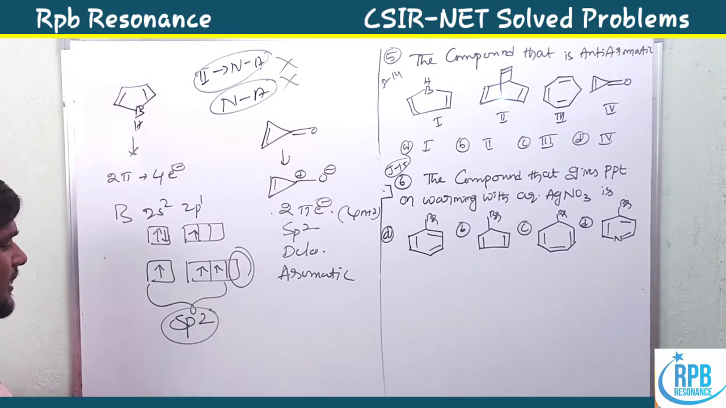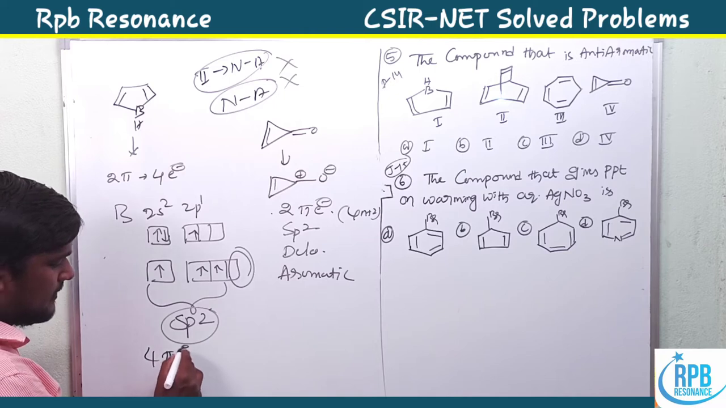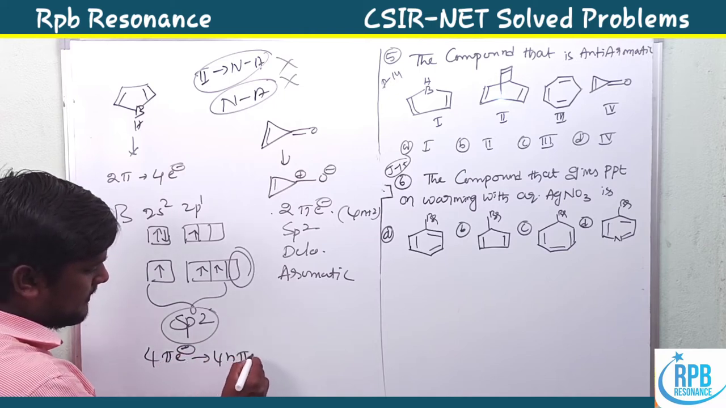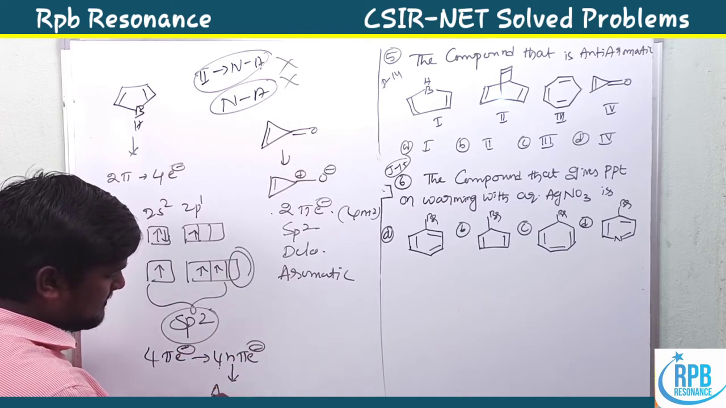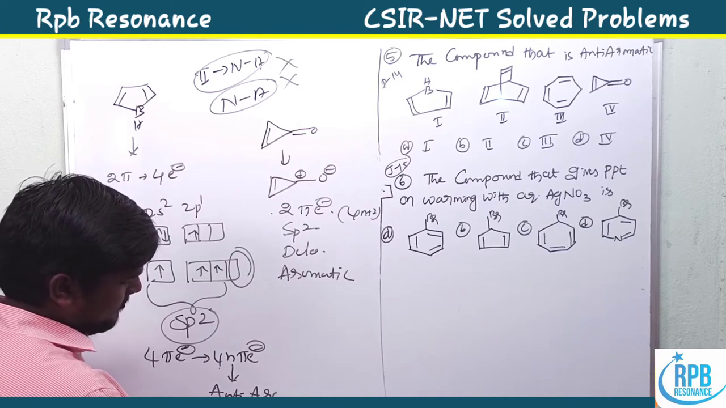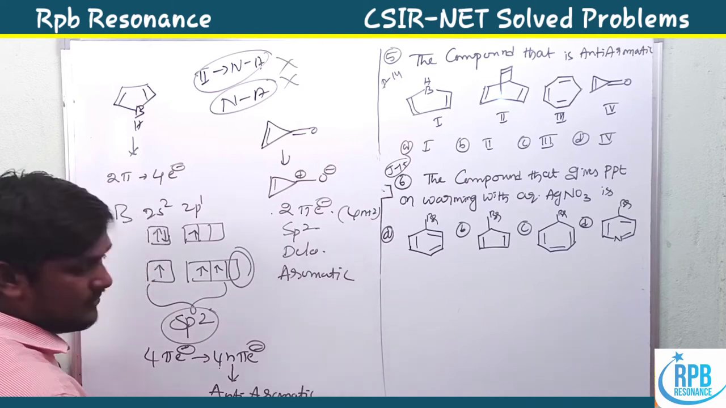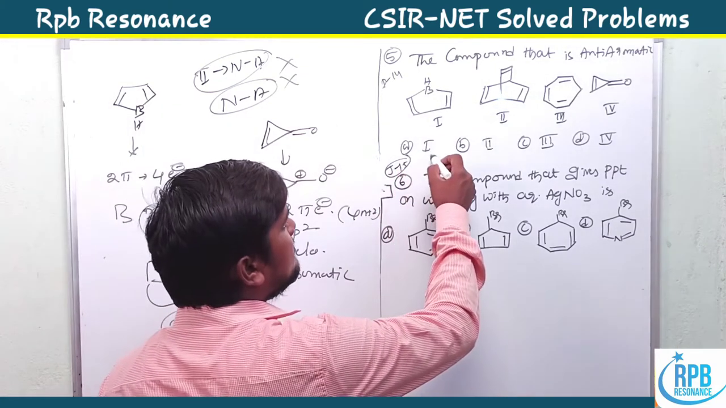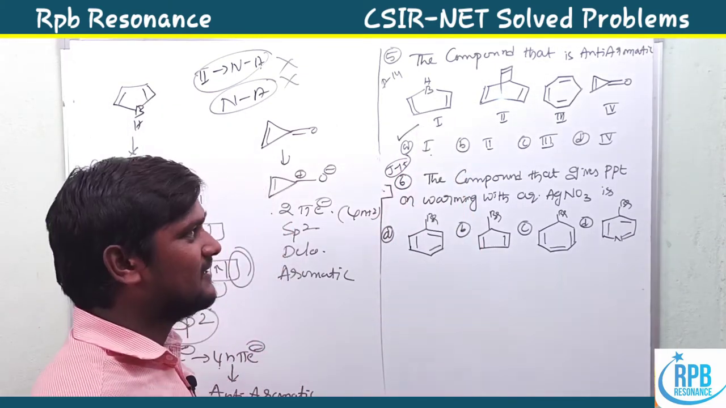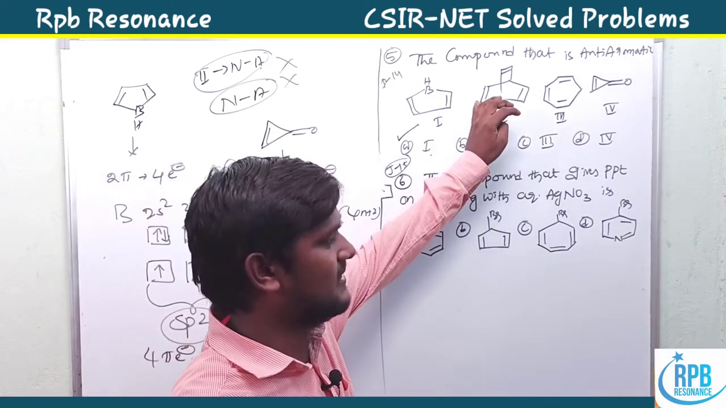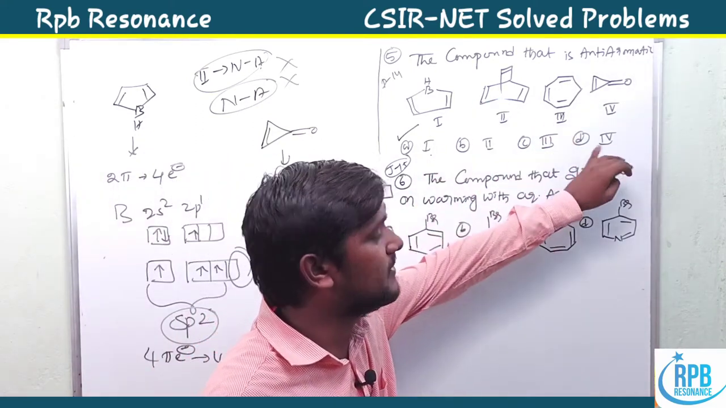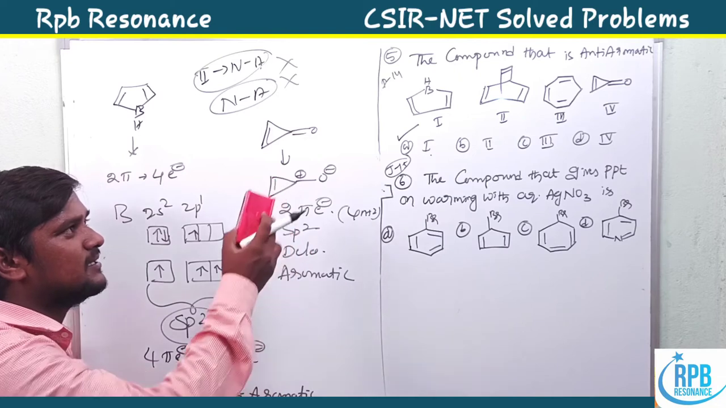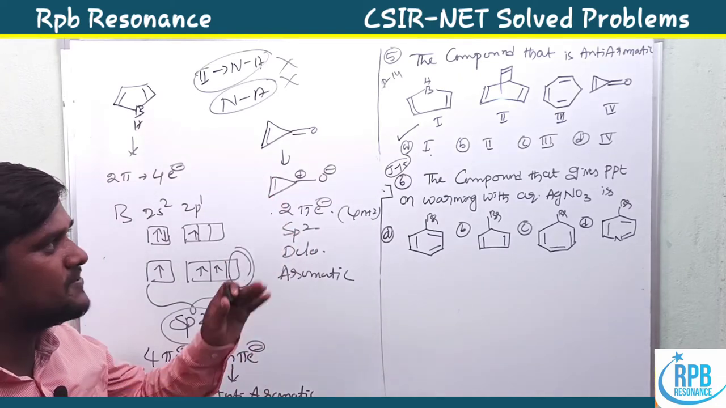So the total electronic system is a 4 pi electronic system, which obeys the 4n pi electronic system. A 4n pi electronic system is anti-aromatic. So this is anti-aromatic. Option A is anti-aromatic, so option A is correct. So B is non-aromatic, 3 is also non-aromatic, but D is aromatic. They are asking about anti-aromaticity, so that's why option A is correct.